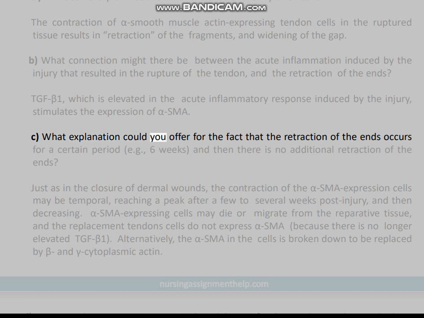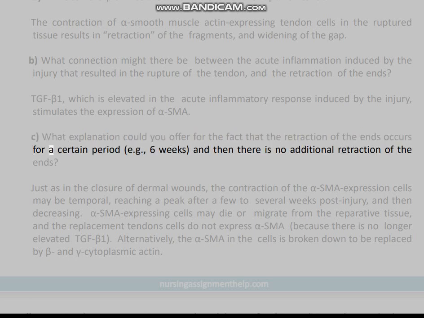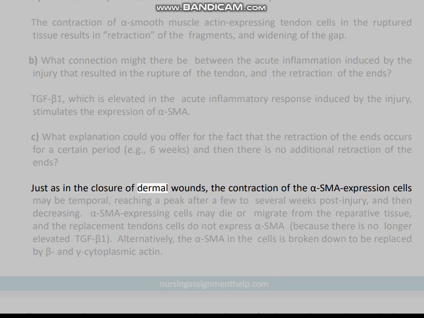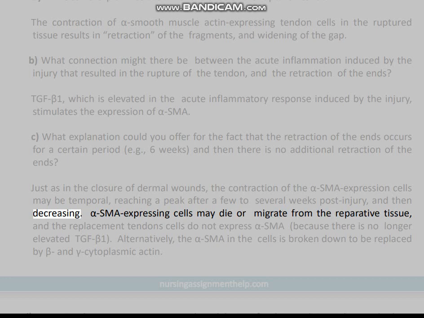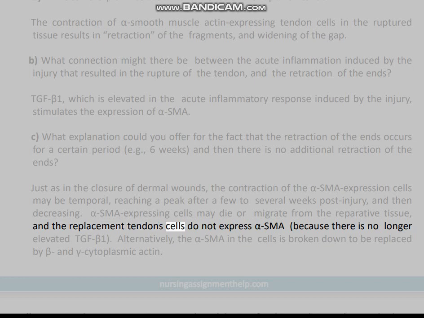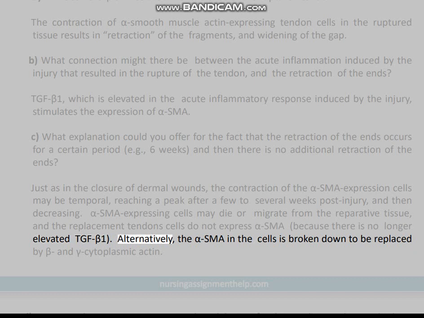C. What explanation could you offer for the fact that the retraction of the ends occurs for a certain period, for example 6 weeks, and then there is no additional retraction of the ends? Just as in the closure of dermal wounds, the contraction of the alpha-SMA expressing cells may be temporal, reaching a peak after a few to several weeks post-injury, and then decreasing. Alpha-SMA expressing cells may die or migrate from the reparative tissue, and the replacement tendon cells do not express alpha-SMA because there is no longer elevated TGF-beta 1. Alternatively, the alpha-SMA in the cells is broken down to be replaced by beta and gamma cytoplasmic actin.